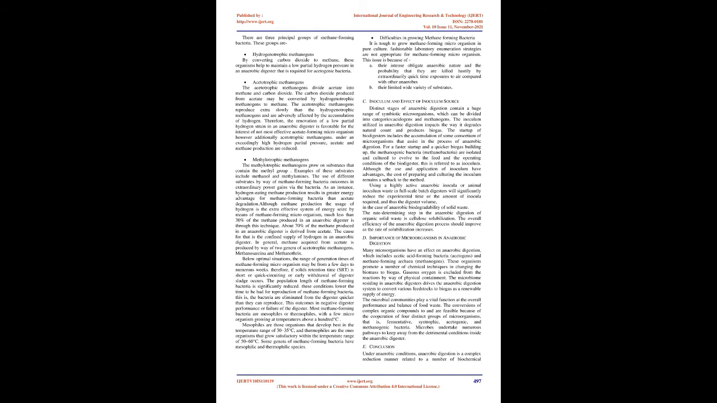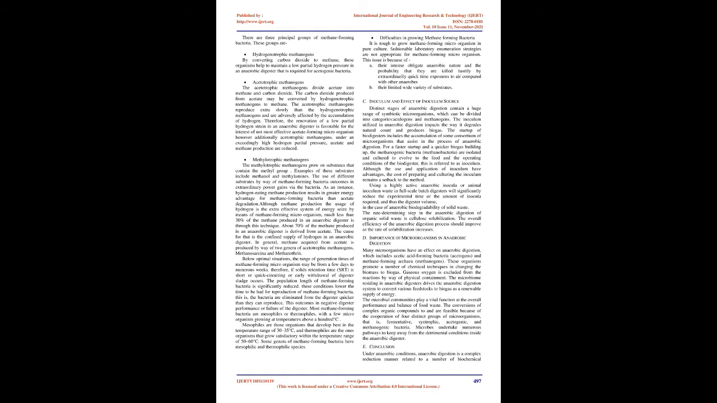There are 3 principal groups of methane-forming bacteria. These groups are hydrogenotrophic methanogens. By converting carbon dioxide to methane, these organisms help to maintain a low partial hydrogen pressure in an anaerobic digester that is required for acetogenic bacteria.